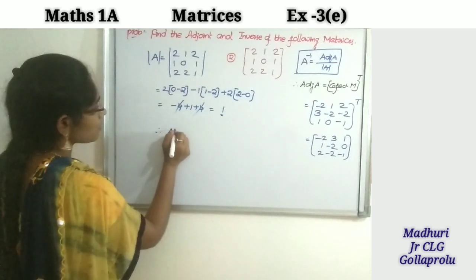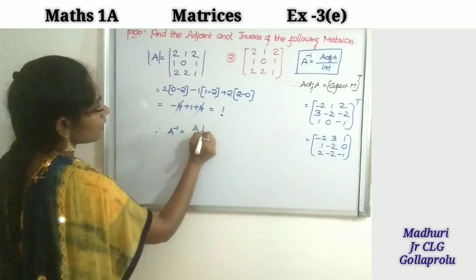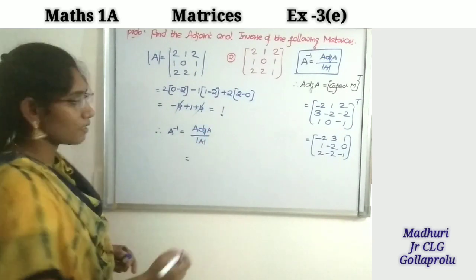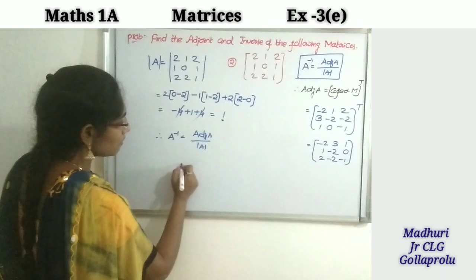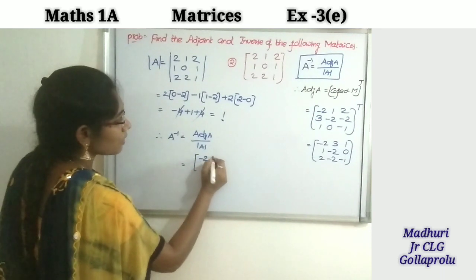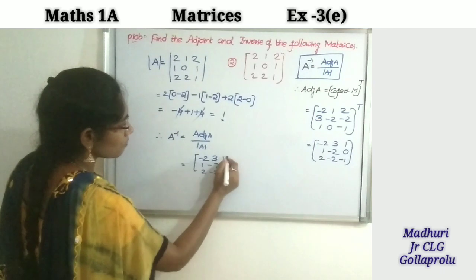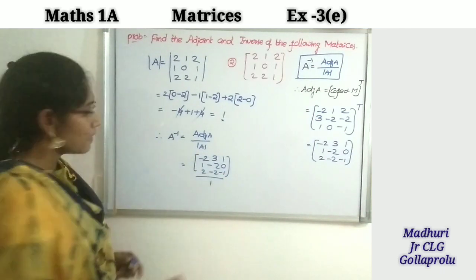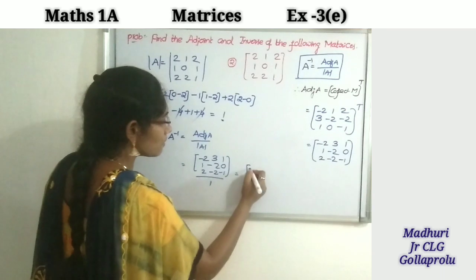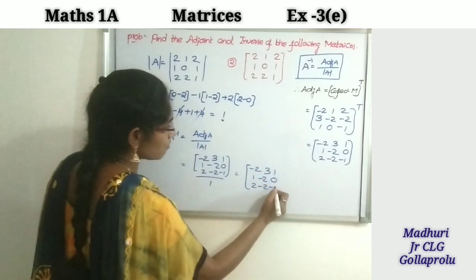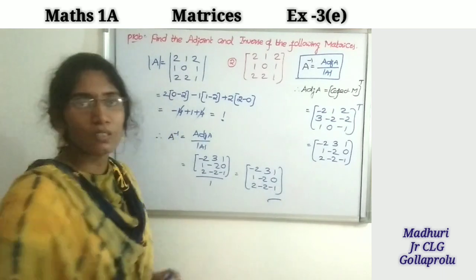Therefore A inverse is equal to, what is the formula? Adjoint A by det A. That is, the value is equal to adjoint A value, minus 2, 3, 1, 1, minus 2, 0, 2, minus 2, minus 1, over det A, which is equal to 1. Therefore, the answer is equal to minus 2, 3, 1, 1, minus 2, 0, 2, minus 2, minus 1. That's all. This is the answer. Understand?